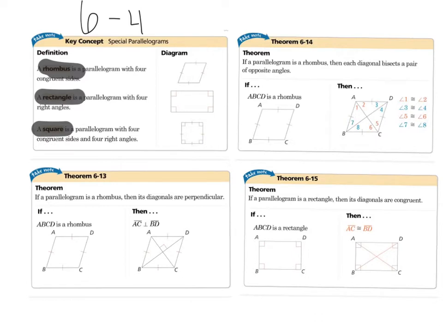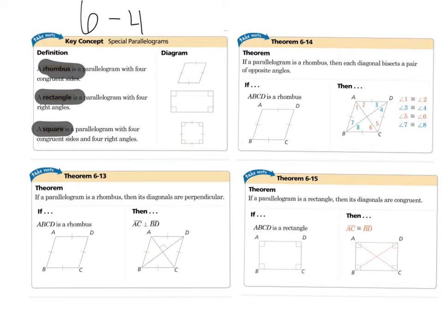It's very important that the differences are noted, because when you're solving a problem, you need to know the differences between them, because the characteristics of one may not be the same as the characteristics of another type of quadrilateral. These are called special parallelograms, which means they have the properties of a parallelogram plus special or extra stuff, I should say.